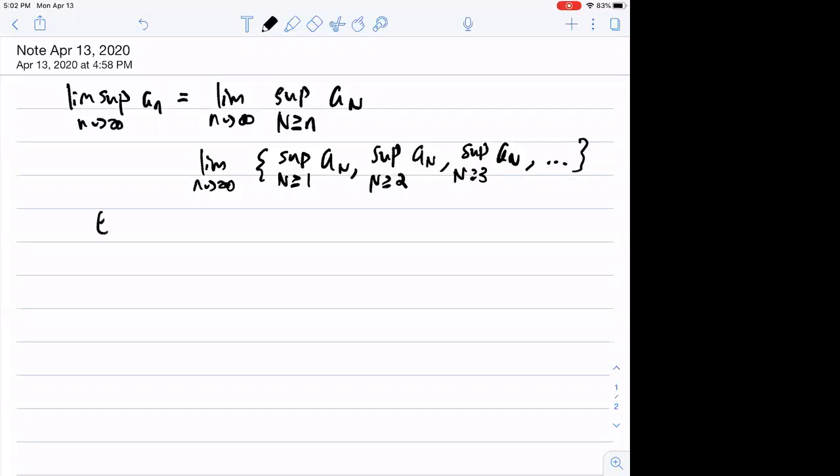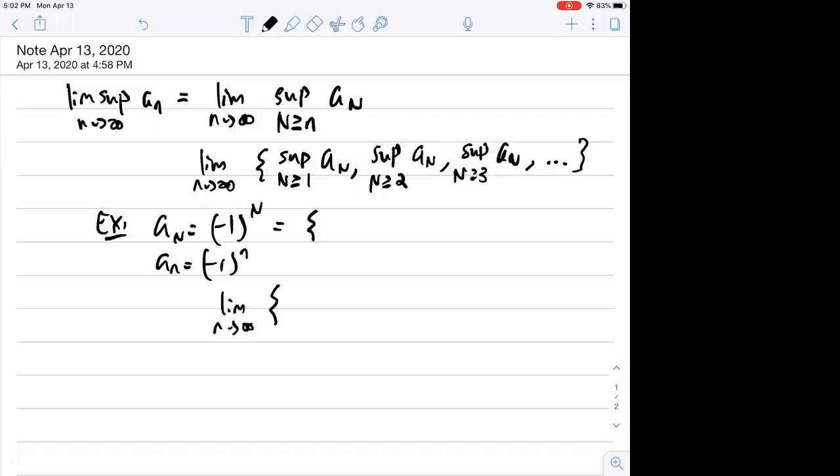So an example would be if a_n is (-1)^n, right? So here, what is the sup over n bigger than or equal to 1? The sequence a_n, when n is 1, is -1, 1, -1, 1, -1, 1, and so on. So what's the supremum of this set? The sup of this set is 1, right?